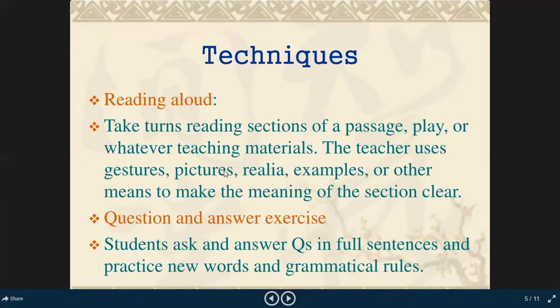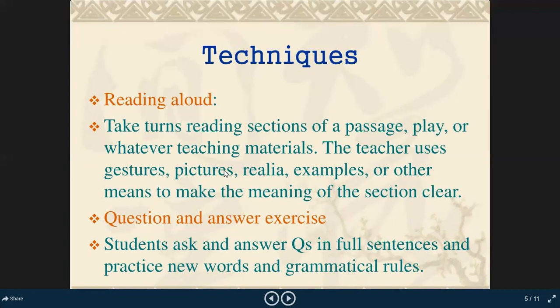But take turns. Take turns. Take turns. Let your students pass in front of the class. Use the board. Use the board, okay?